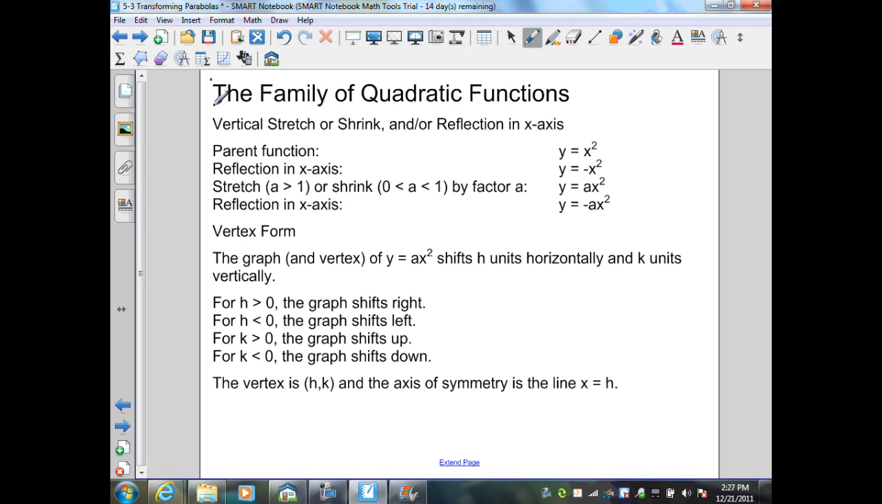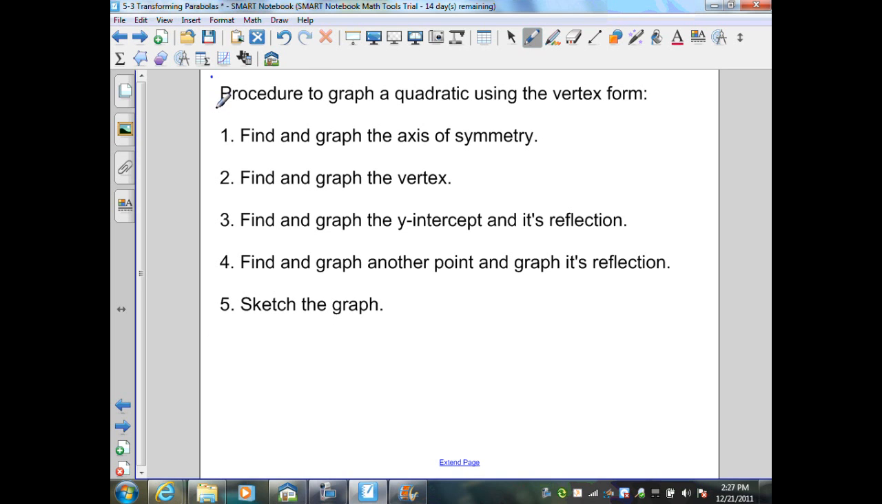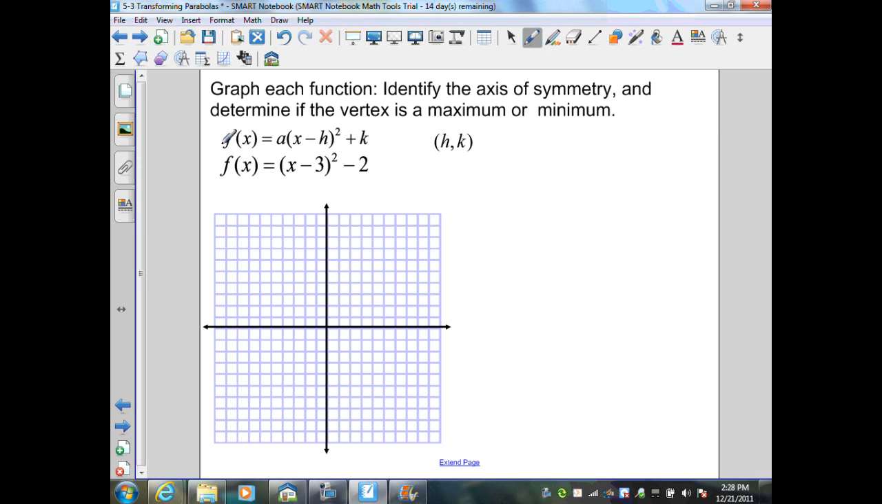When graphing quadratic functions in vertex form, we want to keep this in mind, whether I'm moving the vertex from (0, 0) to the left or right, and also how many units up and down. But in general, we want to use this procedure to graph a quadratic function using the vertex form. 1, find and graph the axis of symmetry. 2, find and graph the vertex. 3, find and graph the y-intercept and its reflection. 4, find and graph another point and its reflection. 5, sketch the graph.